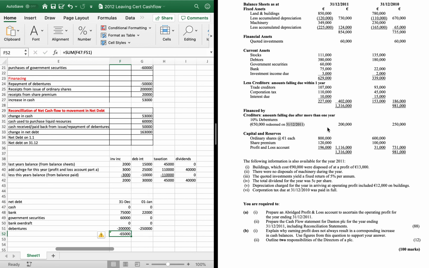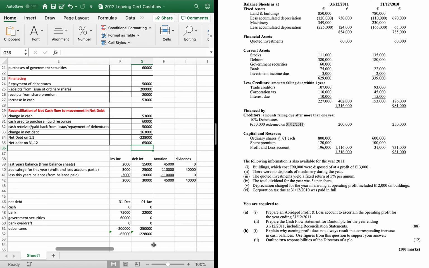So that is minus 65,000 this year and minus 228 last year. So if we put in the net debt from last year there as minus 228, and then we go 163 minus 228, that'll give you minus 65,000, which is the same answer as that.